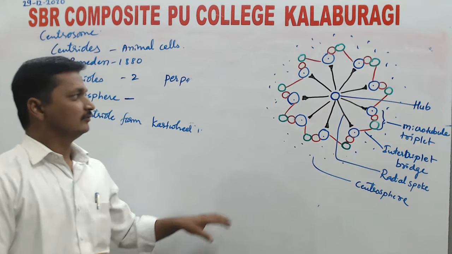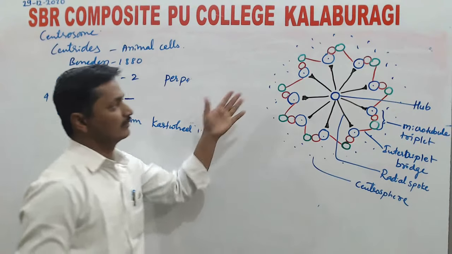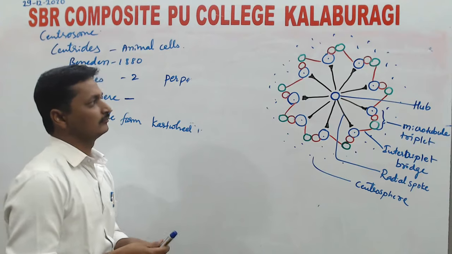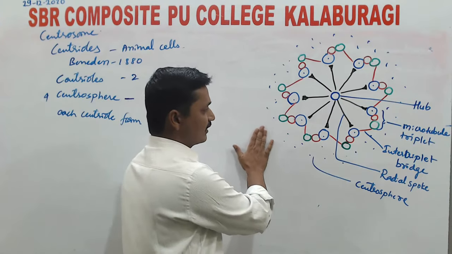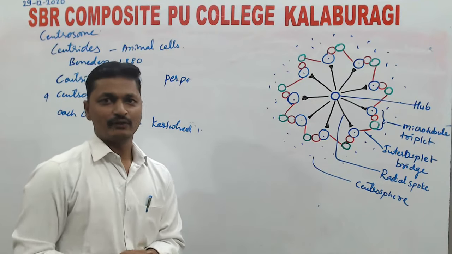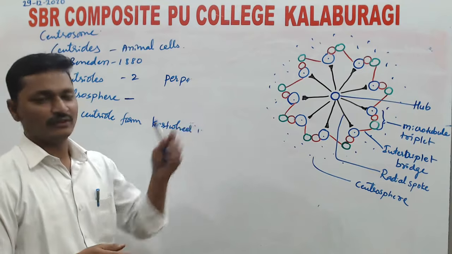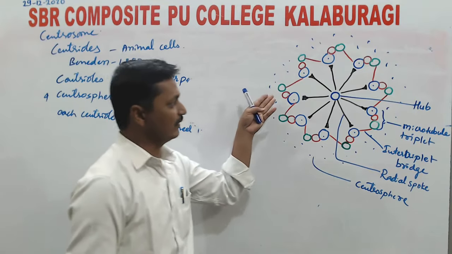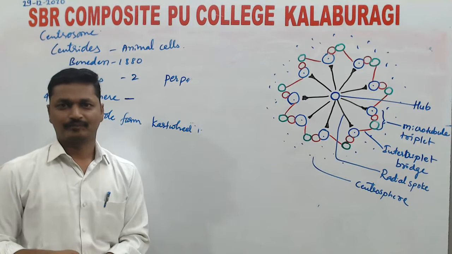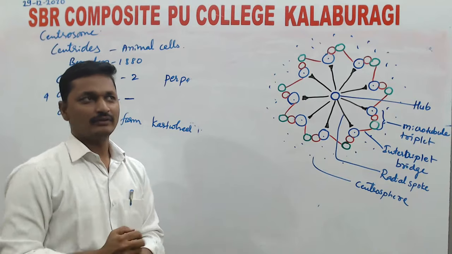So this is the transverse section or structure of one centriole. Centrioles are also made up of 9 peripheral microtubules. The difference between cilia and flagella and this centriole is that these peripheral microtubules are triplet in nature. In cilia and flagella, you will find doublets.